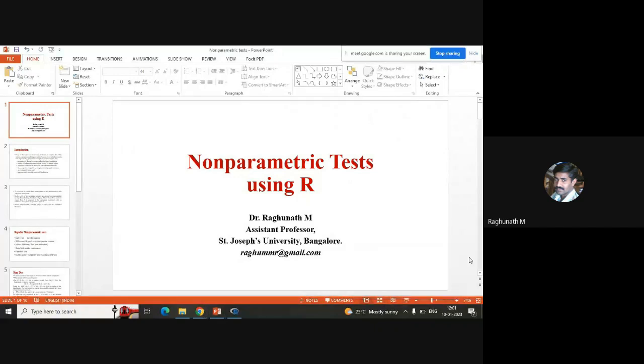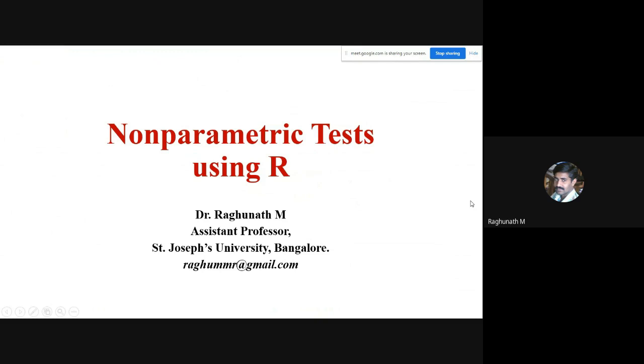About what we call the non-parametric tests. Okay, I think from morning you are very much busy with understanding what you mean by parametric, and now I'm going to explain what you mean by non-parametric. Of course, there is quite a difference between parametric and non-parametric.